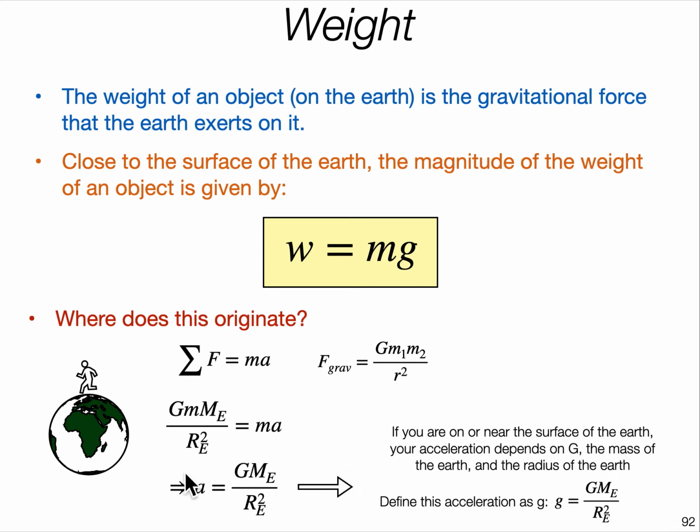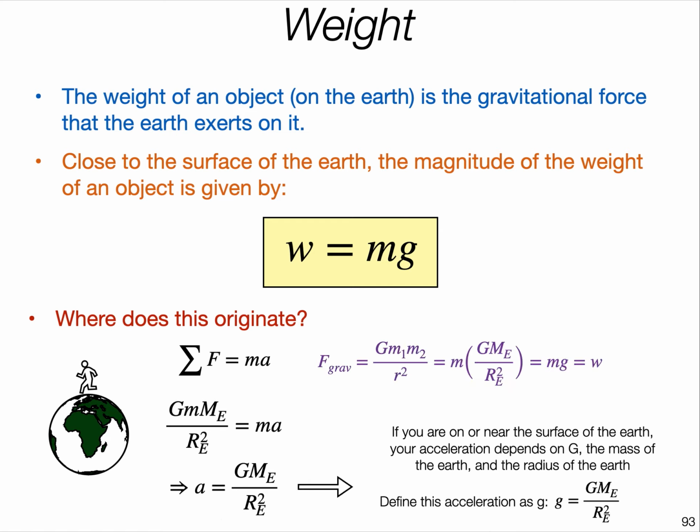So this is how 9.81 meters per second squared originates. We multiply the constant capital G times the mass of the Earth divided by the radius of the Earth squared, and that gives us our acceleration due to gravity. So that's where that originates.